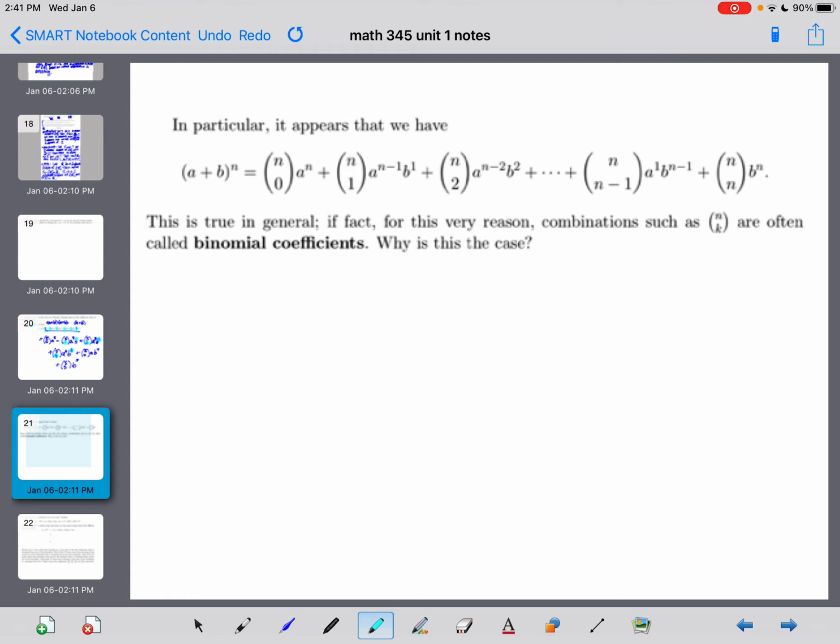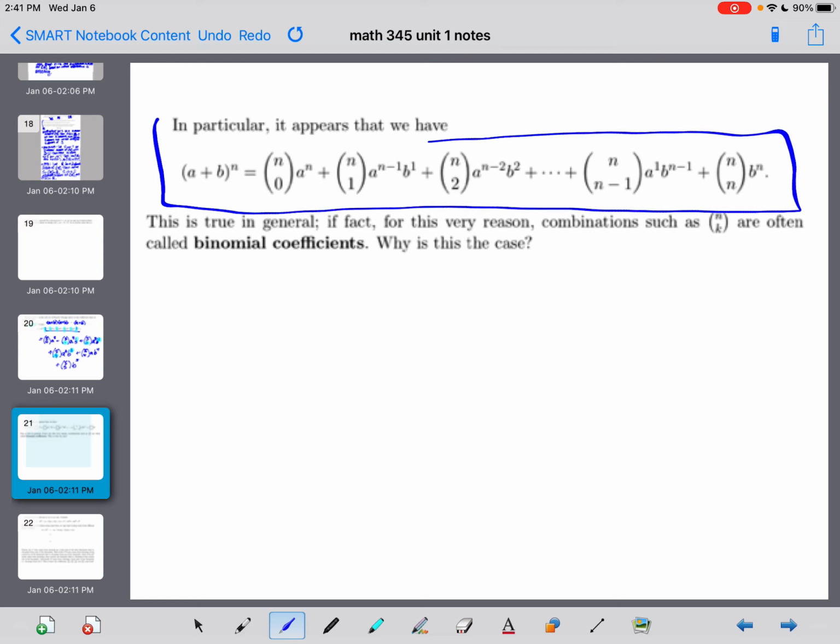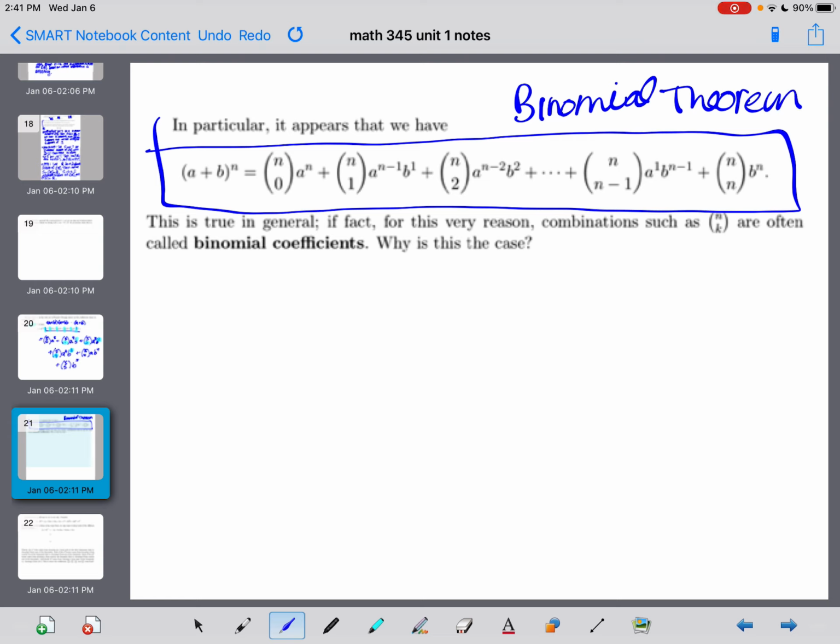This suggests to us that in general, a plus b to the nth power can be given by this formula right here. This result is called the binomial theorem. It says that if n is a natural number, then a plus b to the nth power is given by the following formula. Right, so you start with an a to the nth power, you have n choose 0 copies of that. Then a to the n minus 1 times b to the 1, and you have n choose 1 copies of that, all the way down the line. This is going to come in really handy. This is a very important result.